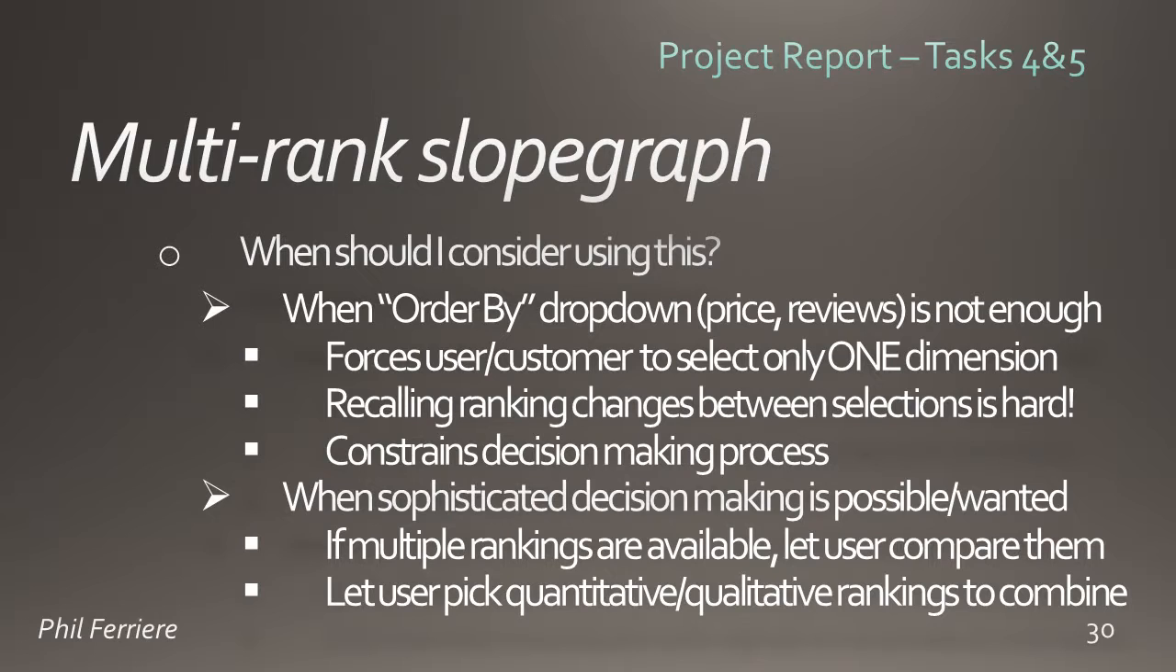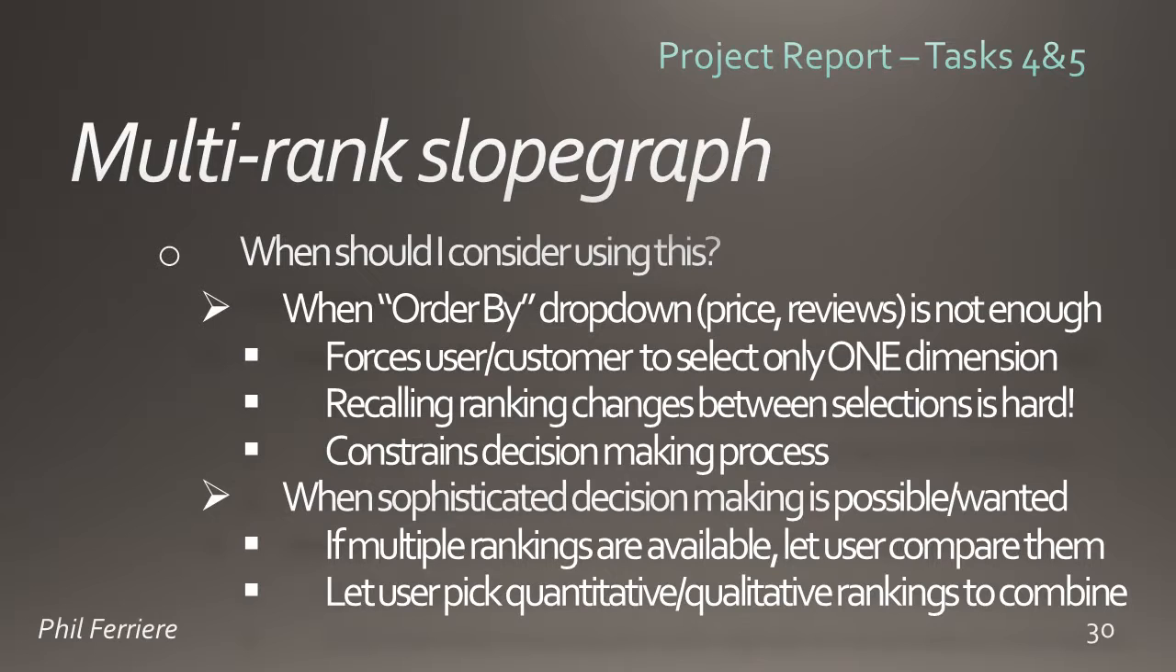So when should you use a multi-rank slope graph? Today, whenever you go to a website and want to compare items, listings, rentals, or products, you are presented with a drop-down box with an order by choice. It can be order by price, reviews, top selling, whatever. You then get a ranking in the dimension you selected.